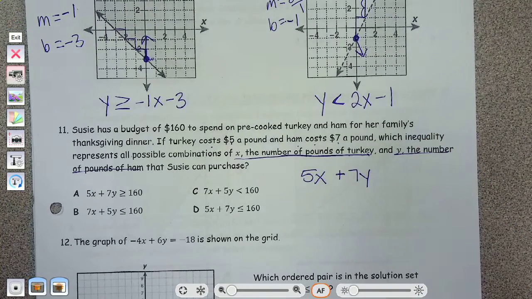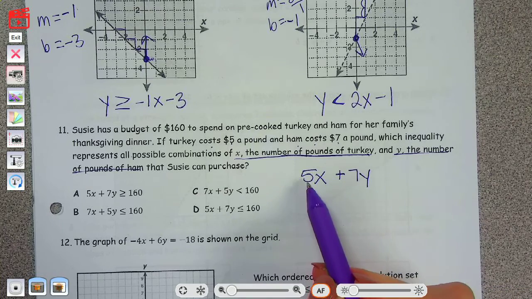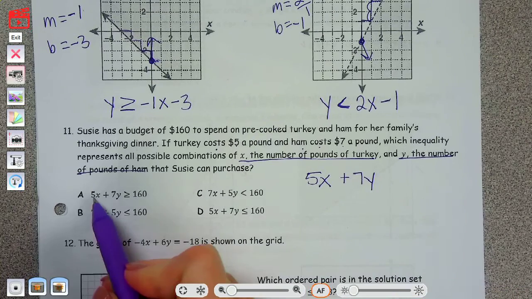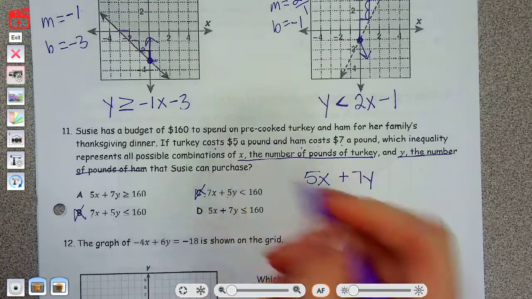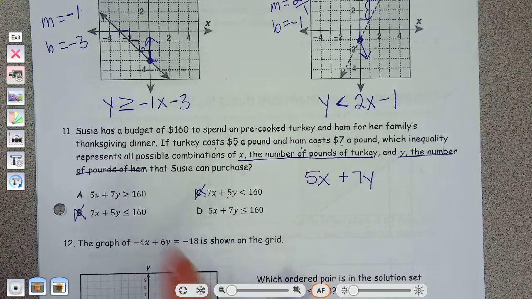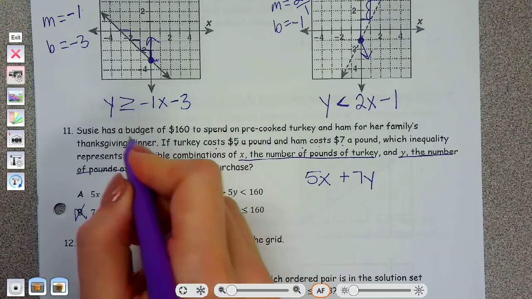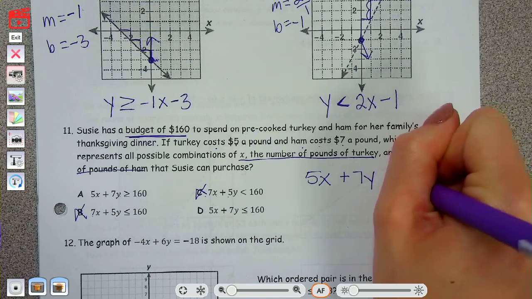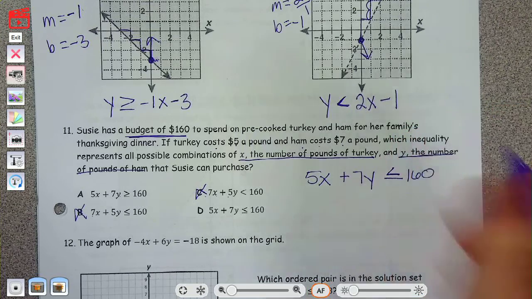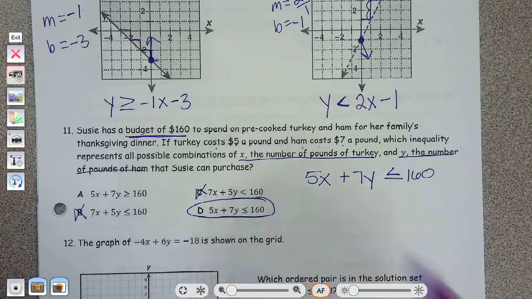That means I can already go through and cross out the ones that don't have 5X. 5X, 7Y, 7X. So it's not going to be B. 7X, not going to be C. And then 5X and 7Y. So it's one of these. Her budget is $160. So that means if you have 160, you cannot go over. So it's going to be less than or equal to 160. So our answer is D.